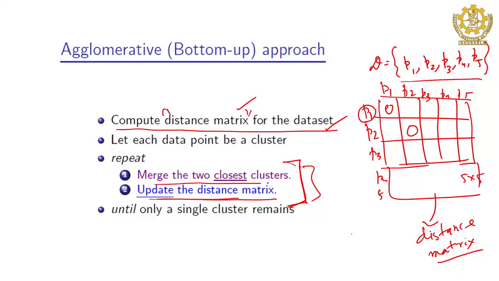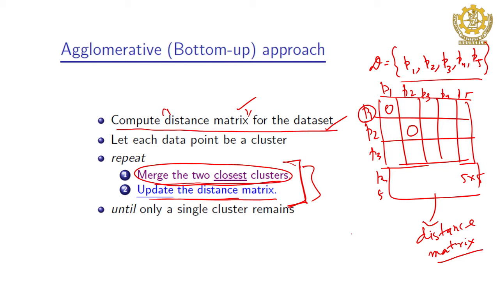So, what do you do in this step? Merge the two closest clusters. This is very important. And the second step is to update the distance matrix. The distance matrix represents the distance from one cluster to another cluster. After merging two clusters, the distance between one cluster and the others changes, so you have to update the distance matrix. To find the two closest clusters, you search the matrix for the least entry, and that entry is nothing but the distance between two clusters.